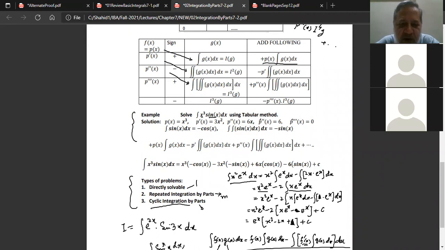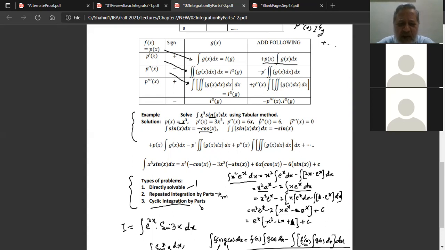The integral of the second function: the integral of sine is minus cos, the second integral of sine is minus sine, and so on. So what do we have to do? The polynomial is to be multiplied by the first integral of the second function with a positive sign. The first derivative of the polynomial is multiplied by the second integral of the second function with a negative sign. Next term, the second derivative of the polynomial is to be multiplied by the next integral of the second function with a positive sign. So positive sign, negative sign, positive sign, negative sign, and so on, until we reach derivative 0.